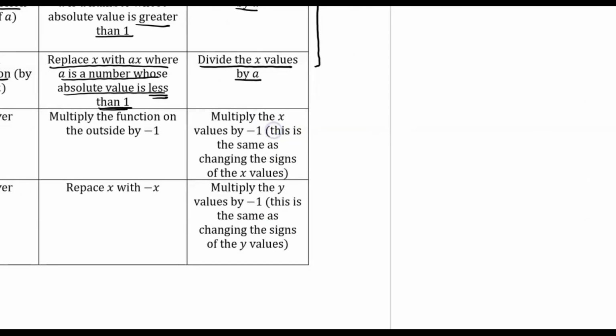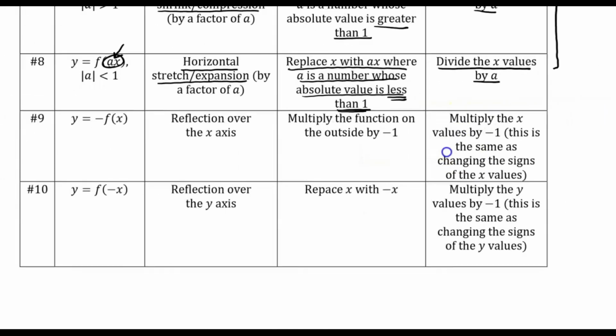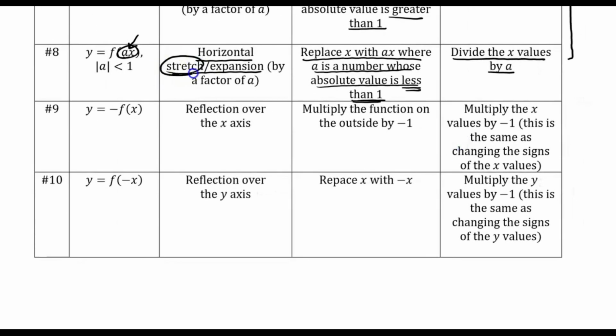Just a really quick example. If I take the number 7 and I want to divide it by 1/2, think about keep, change, flip, if you're familiar with that. To divide by a fraction, you change the operation to multiplication and you take the reciprocal of whatever fraction it is you're dividing by. So you flip it. So here I am dividing by 1/2, but I'm really getting a bigger number because 7 times 2 over 1 is 14. So this really is giving me that horizontal stretch.